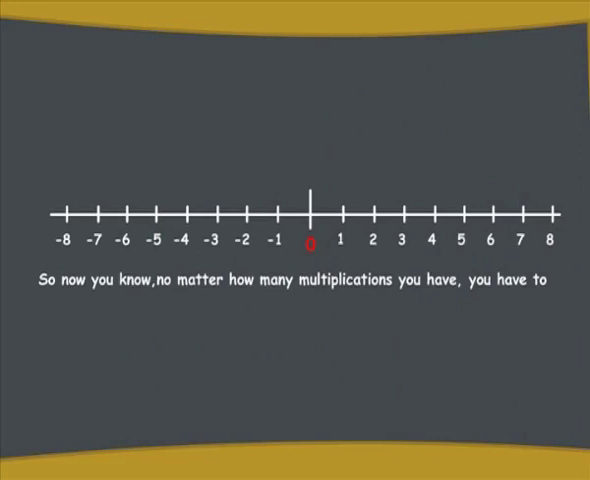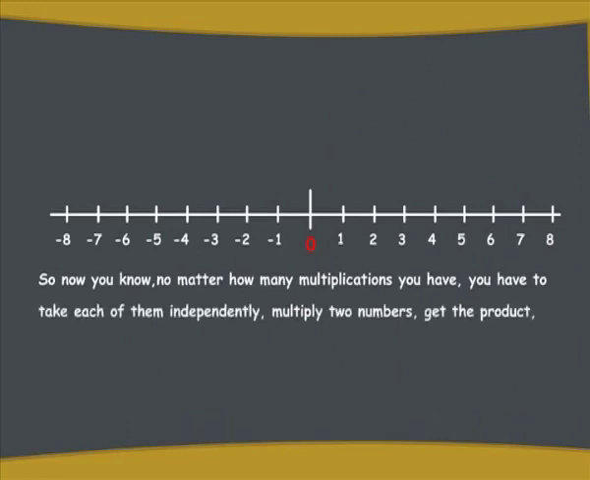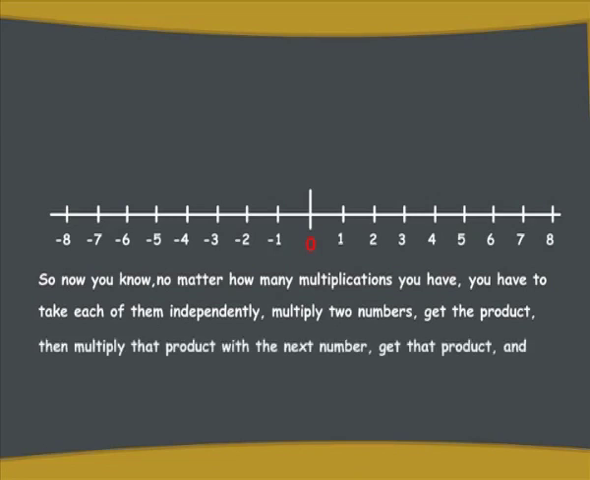So now you know. No matter how many multiplications you have to take, take each of them independently. Multiply two numbers. Get the product, then multiply that product with the next number. Get that product and multiply that product with the next number, and so on.